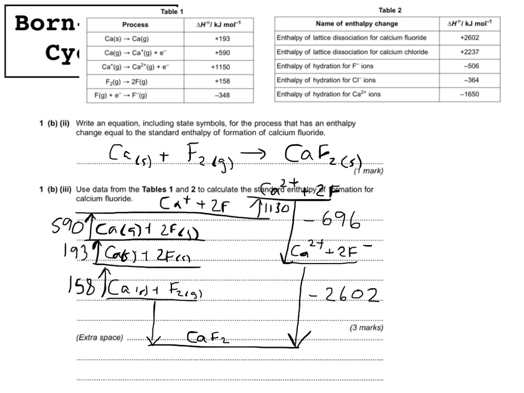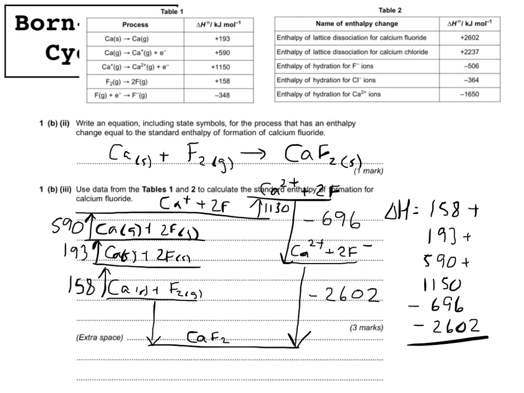So to work this out, we're going to go up these and then back down again. And so our delta H is going to equal 158 plus 193 plus 590 plus 1150 take away 696 take away 2602, and that equals minus 1207 kilojoules per mole.